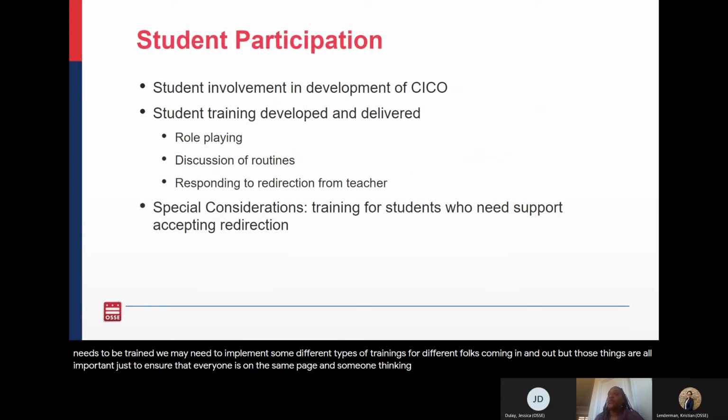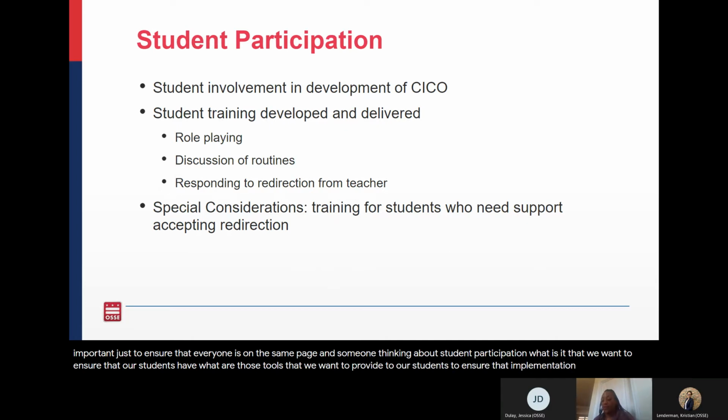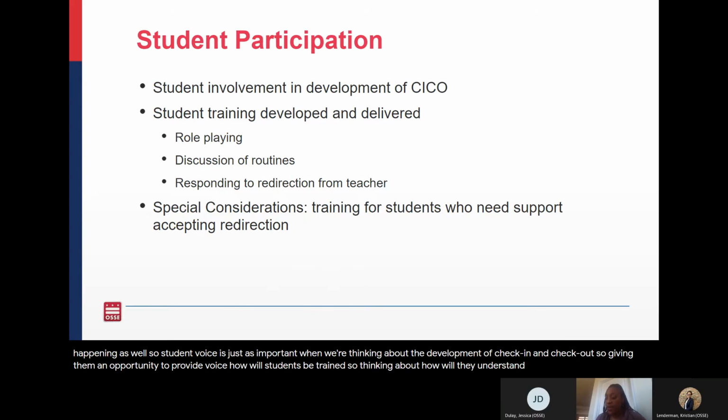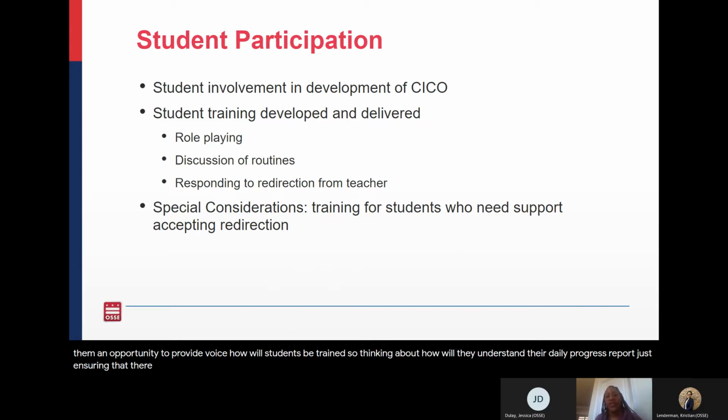So when thinking about student participation, what is it that we want to ensure that our students have? What are those tools that we want to provide to our students to ensure that implementation is actually happening as well? So student voice is just as important when we're thinking about the development of check-in and check-out. So giving them an opportunity to provide voice. How will students be trained? So thinking about how will they understand how this system works, thinking about their daily progress report, just ensuring that they're aware, they have the tools, and that they understand what it is that's happening around them.